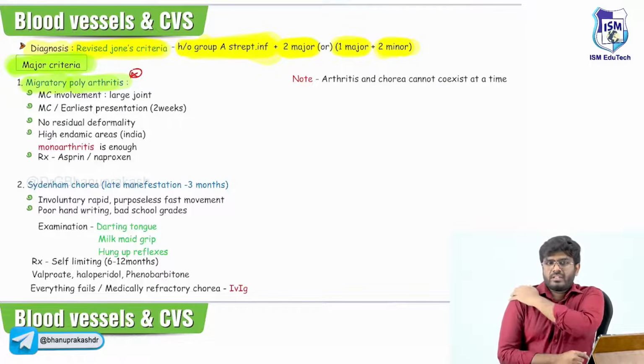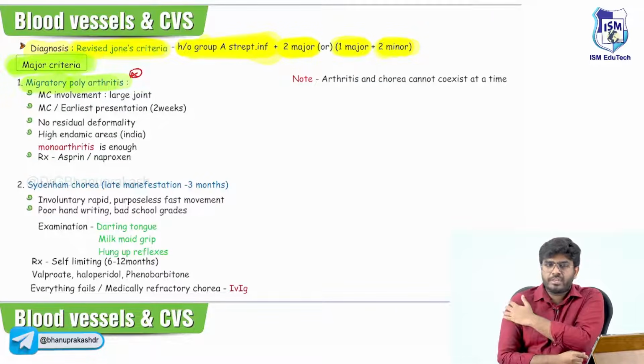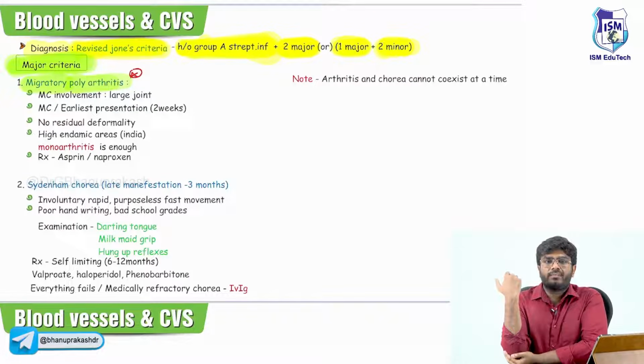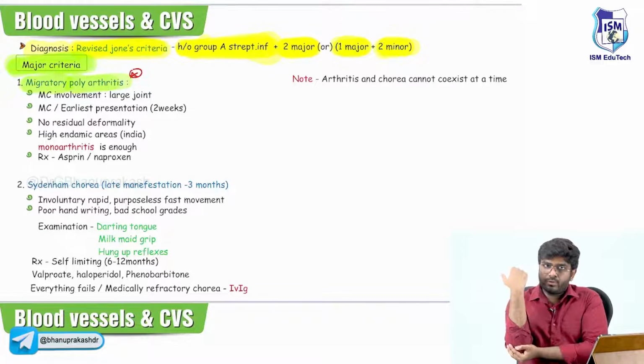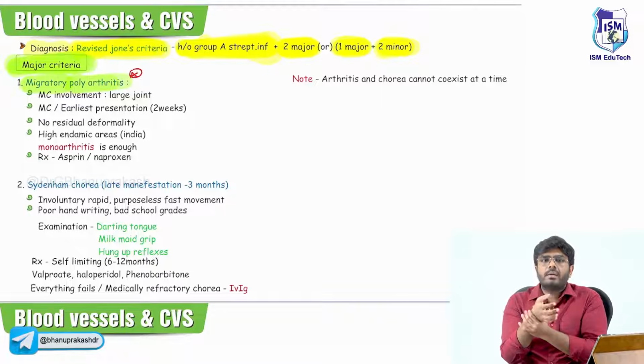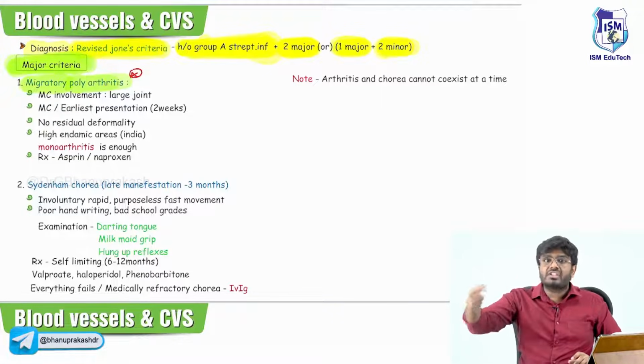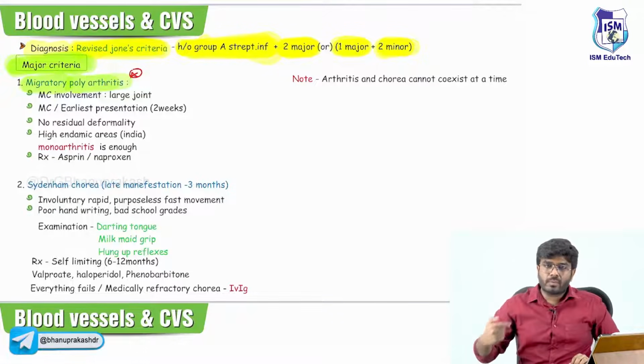For example, my shoulder joint is affected. Now it is resolved, sir. The pain is reduced, the inflammation is reduced. After 3-4 days, my elbow joint is affected. After 3-4 days, it is reduced, everything becomes normal. After that, my wrist joint is affected. So there is a migration of the inflammation from joint to joint.